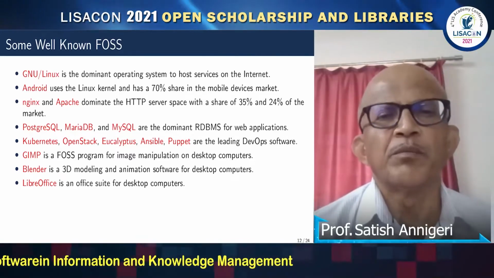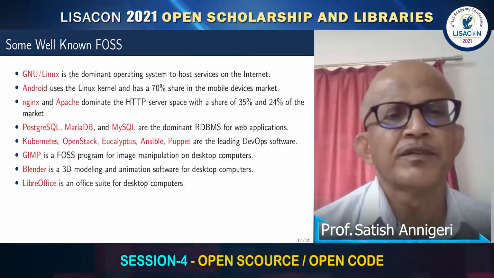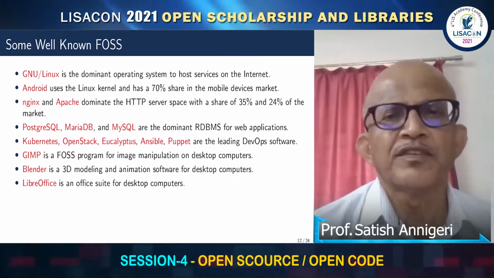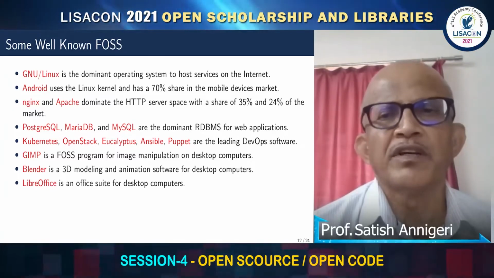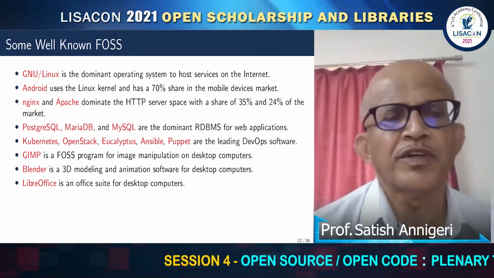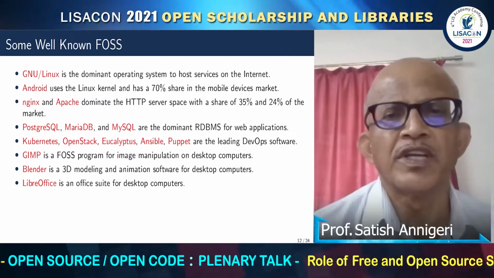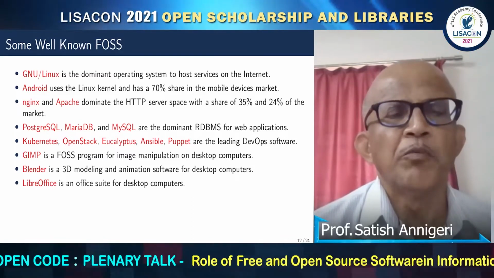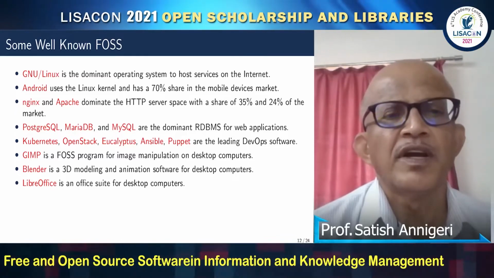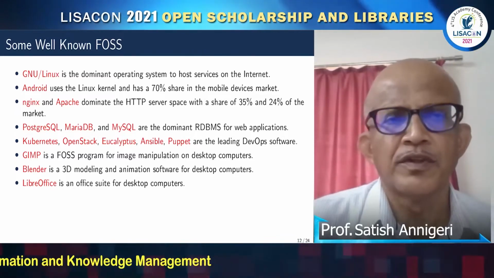PostgreSQL, MariaDB, and MySQL are the dominant relational database systems for web applications. Kubernetes, OpenStack, Eucalyptus, Ansible, and Puppet are the leading DevOps software, development operations software. GIMP is a free and open source software for image manipulation. Blender is a 3D modeling animation software for desktop computers. And LibreOffice is an office suite for desktop computers.